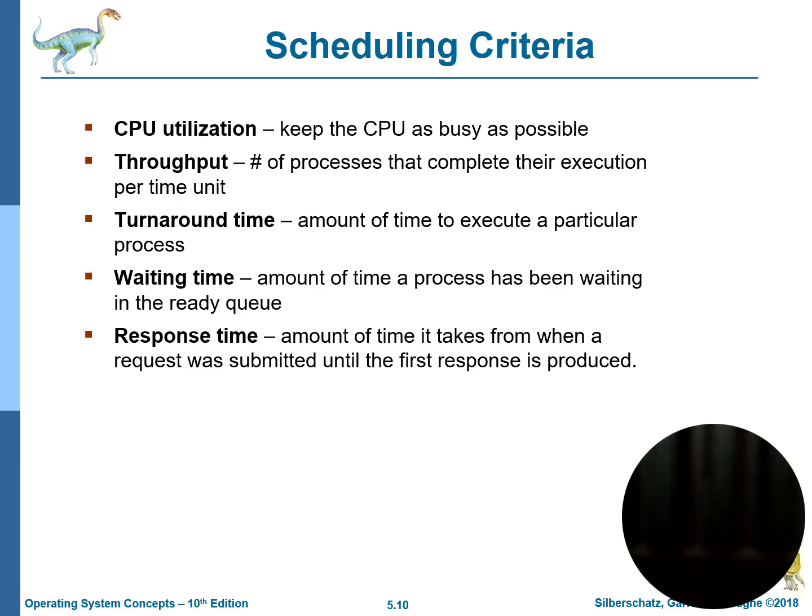Then the waiting time is the amount of time the process has to wait in the ready queue before it is dispatched into the processor. Then we think about response time, the amount of time it takes from when a request is submitted until the response is produced. So these are the things that we consider to say whether processes are being executed efficiently or not: CPU utilization, throughput, turnaround time, waiting time, and response time.